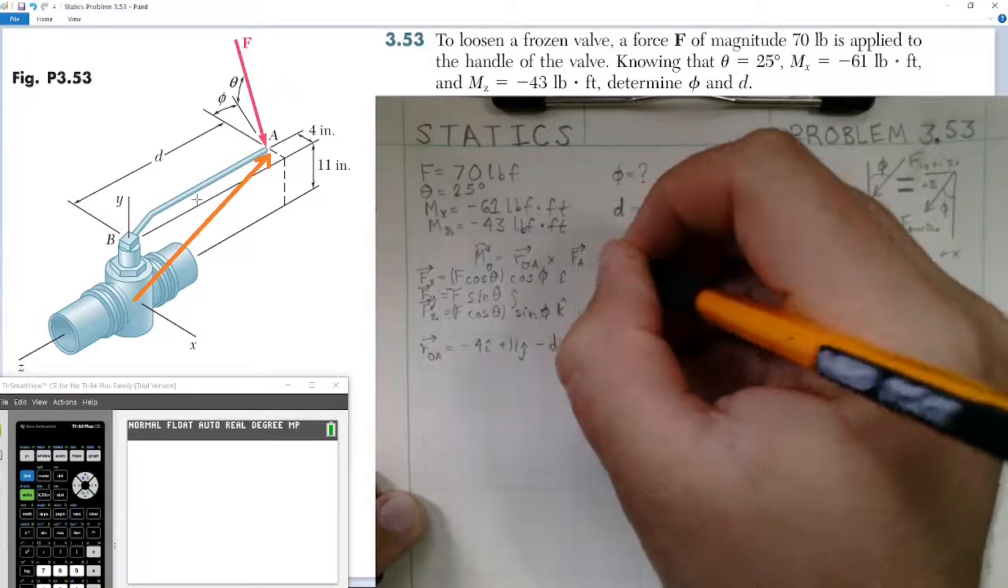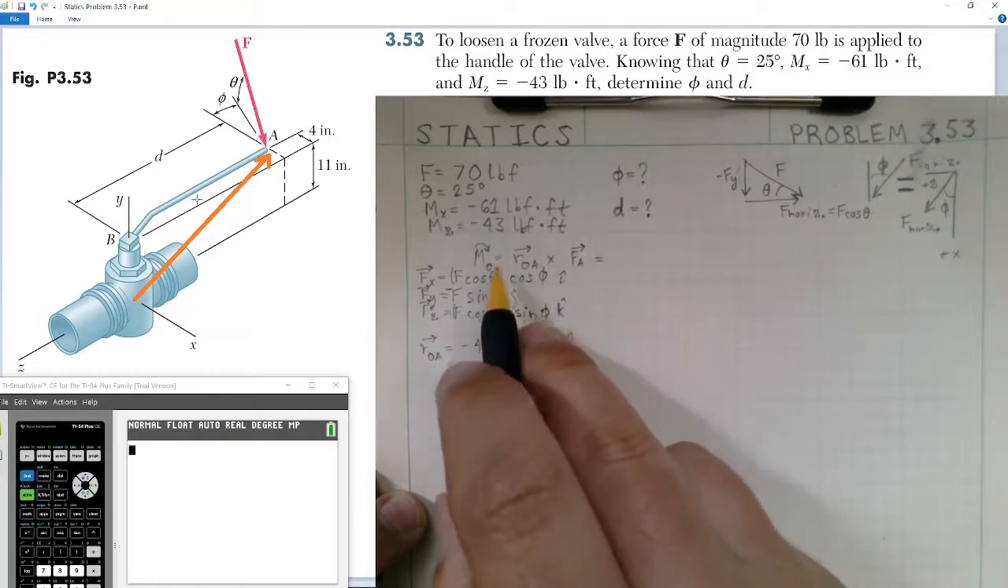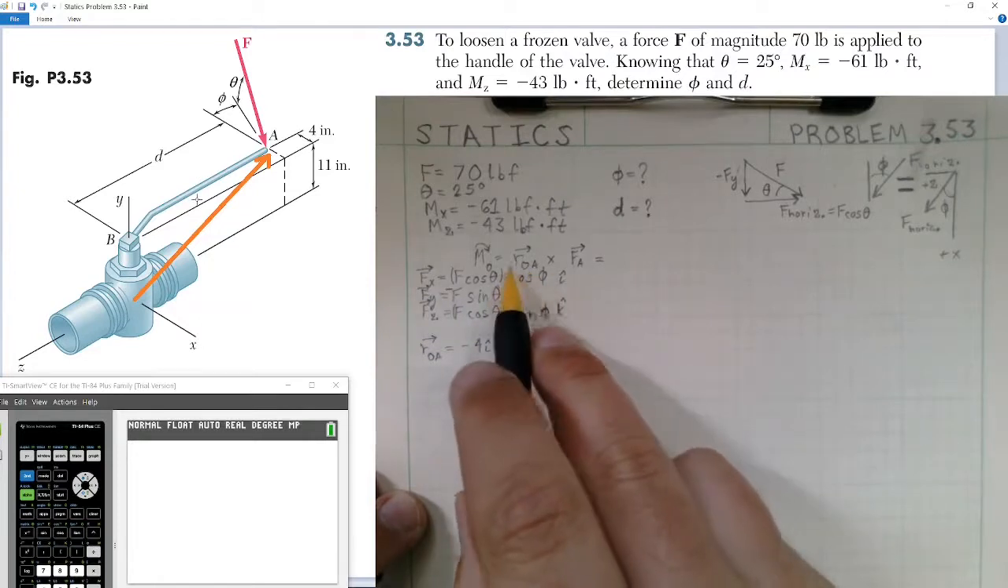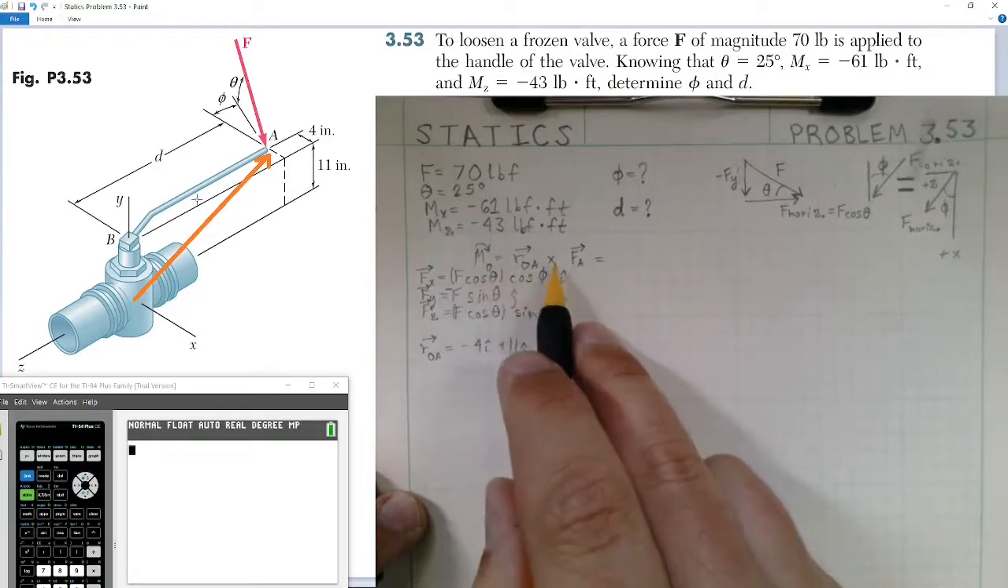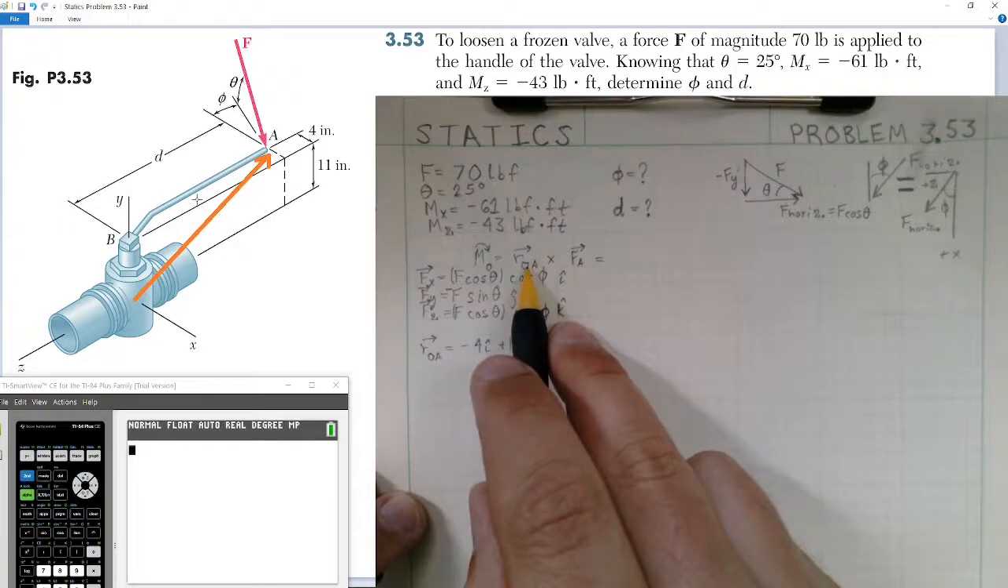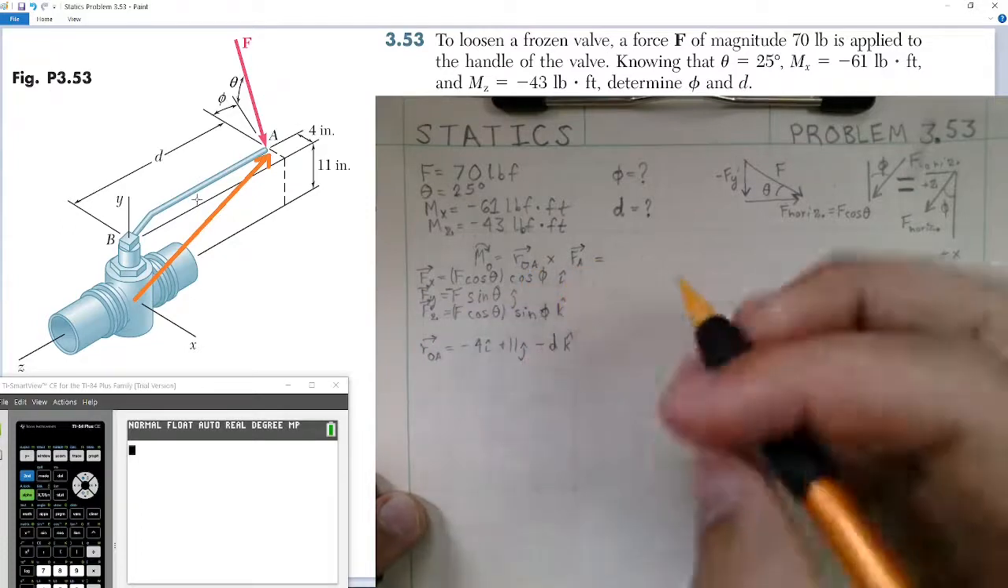Now we have everything we need. We can plug our values into our moment equation. This moment equation will become the cross product of the position vector O to A times the force applied at A.